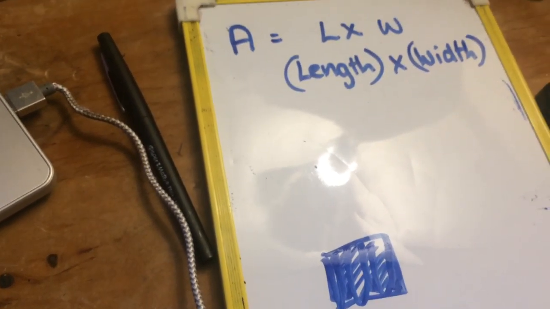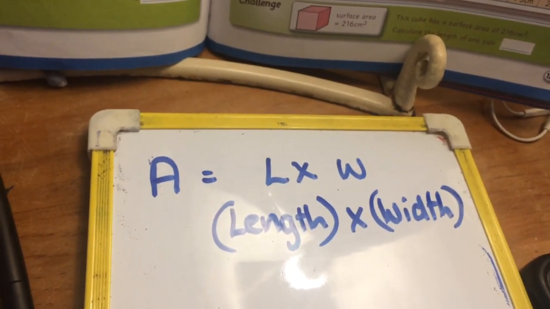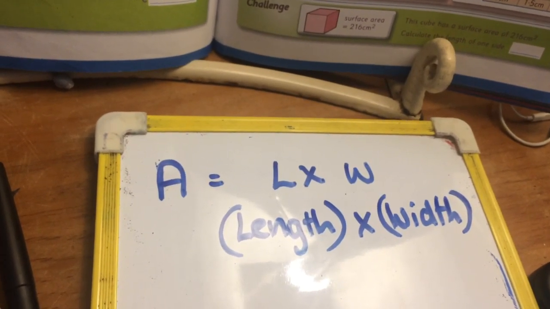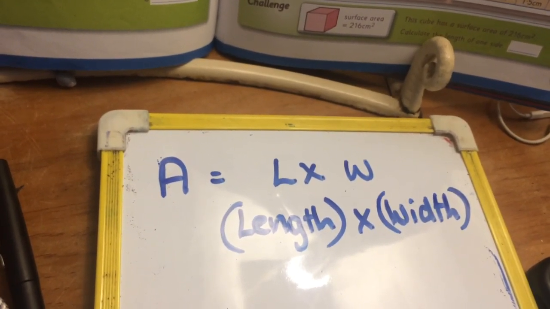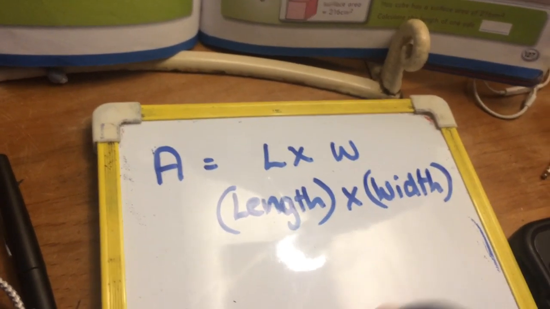Now, just to recap, you learned this in 5th class, but I'm just going to go with it again. Area equals L multiplied by W, which means area equals length multiplied by width. That's how you find it. You multiply the length by the width, and that tells you the area.